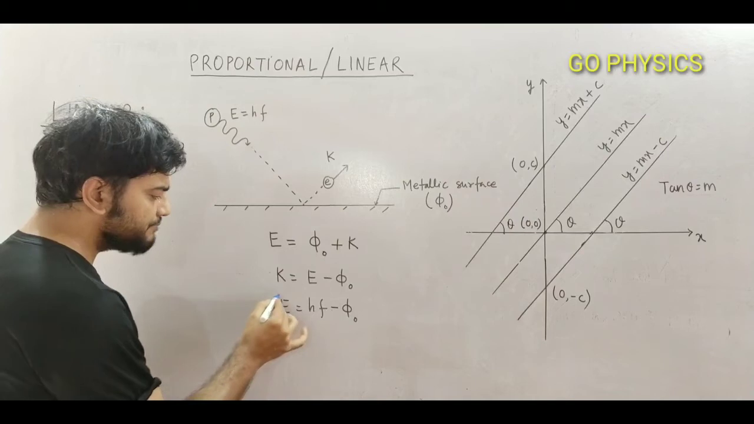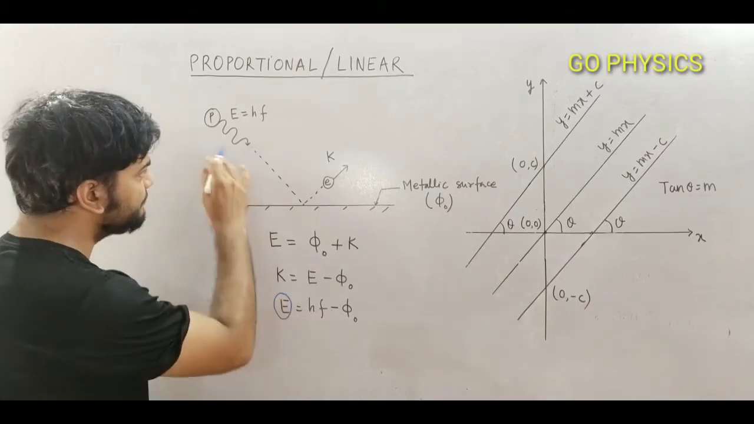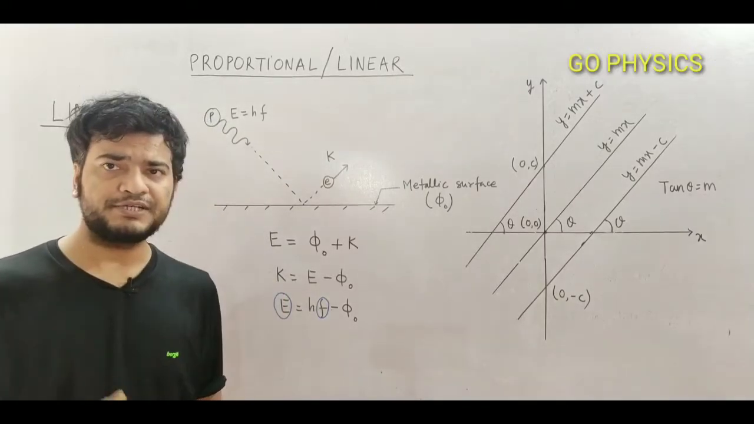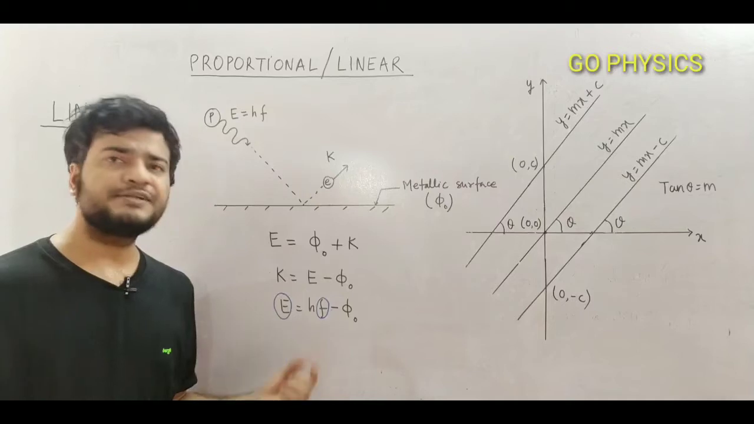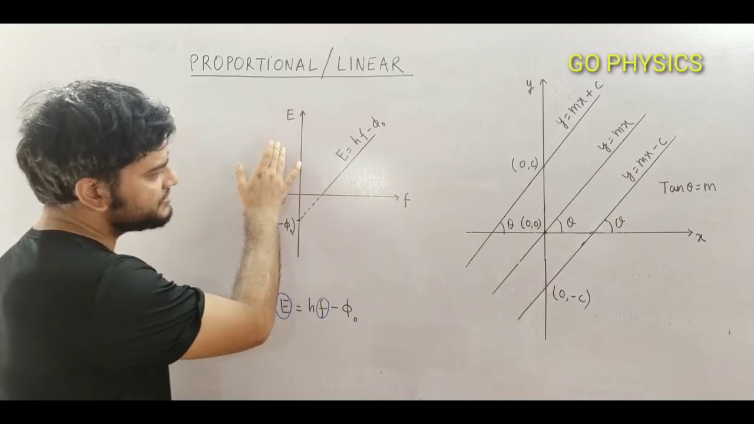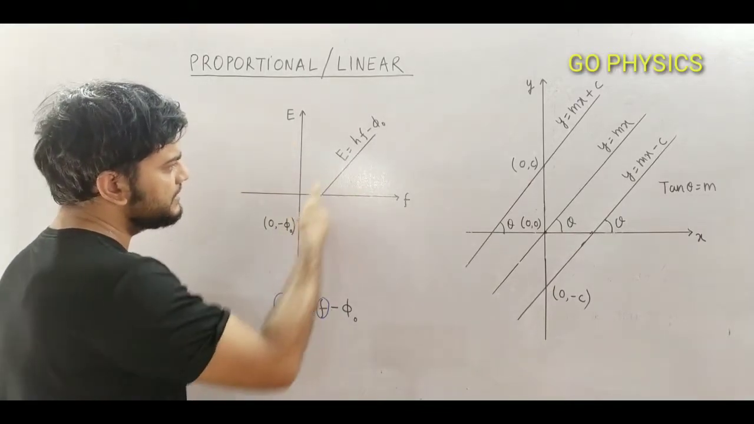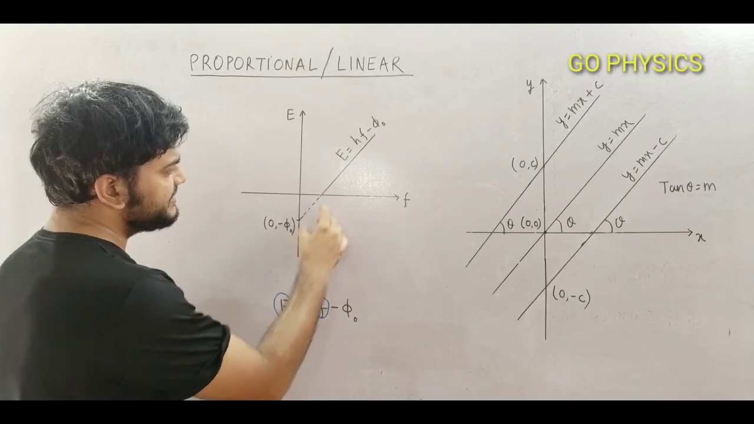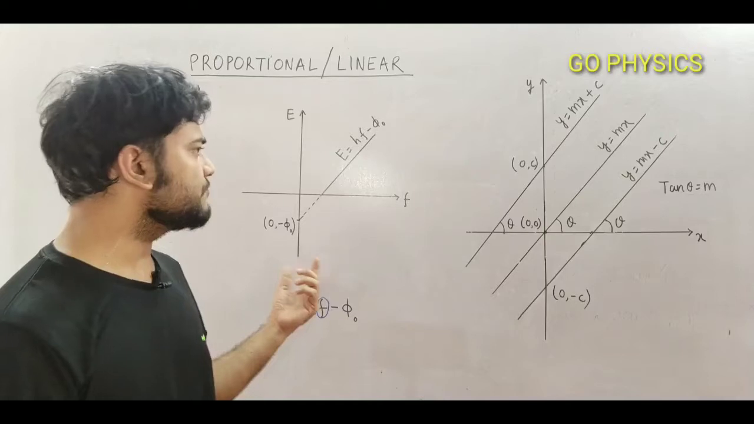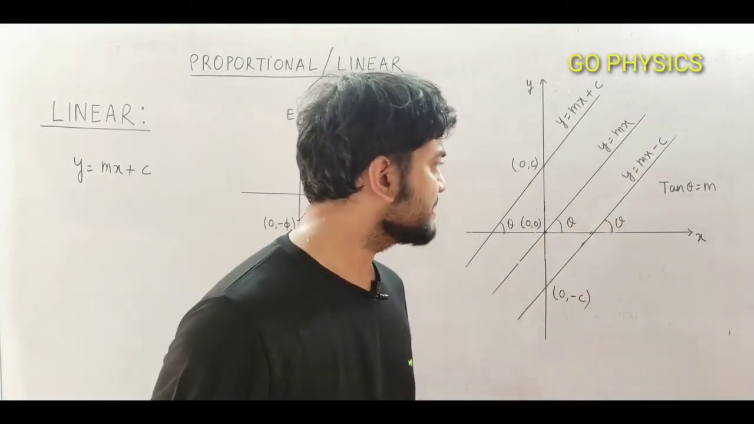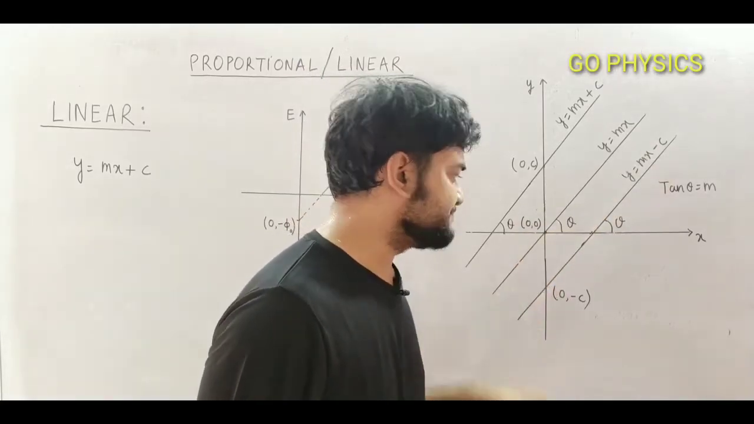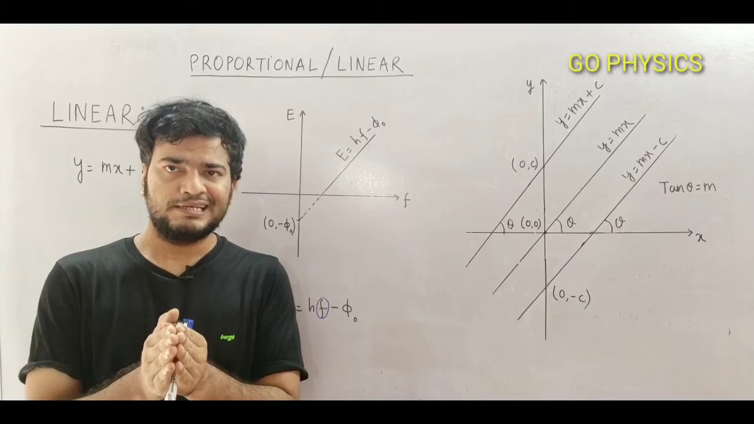And if we draw a graph between energy of photon and frequency, then we will get a straight line. Let's see the graph between energy and frequency. So here we can see that the graph between energy of photon and frequency is a linear graph, and in this case intercept is negative because we are getting here minus phi naught. That is, the equation is of the form y equal to mx minus c, and therefore the graph will lie below the origin. So this is all about linear relationship.